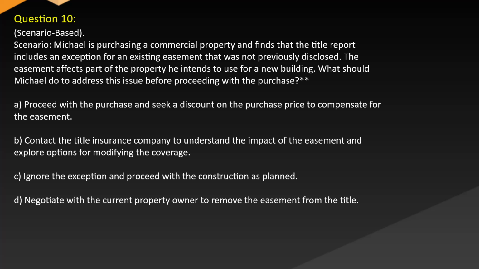A. Proceed with the purchase and seek a discount on the purchase price to compensate for the easement. B. Contact the title insurance company to understand the impact of the easement and explore options for modifying the coverage. C. Ignore the exception and proceed with the construction as planned. D. Negotiate with the current property owner to remove the easement from the title.